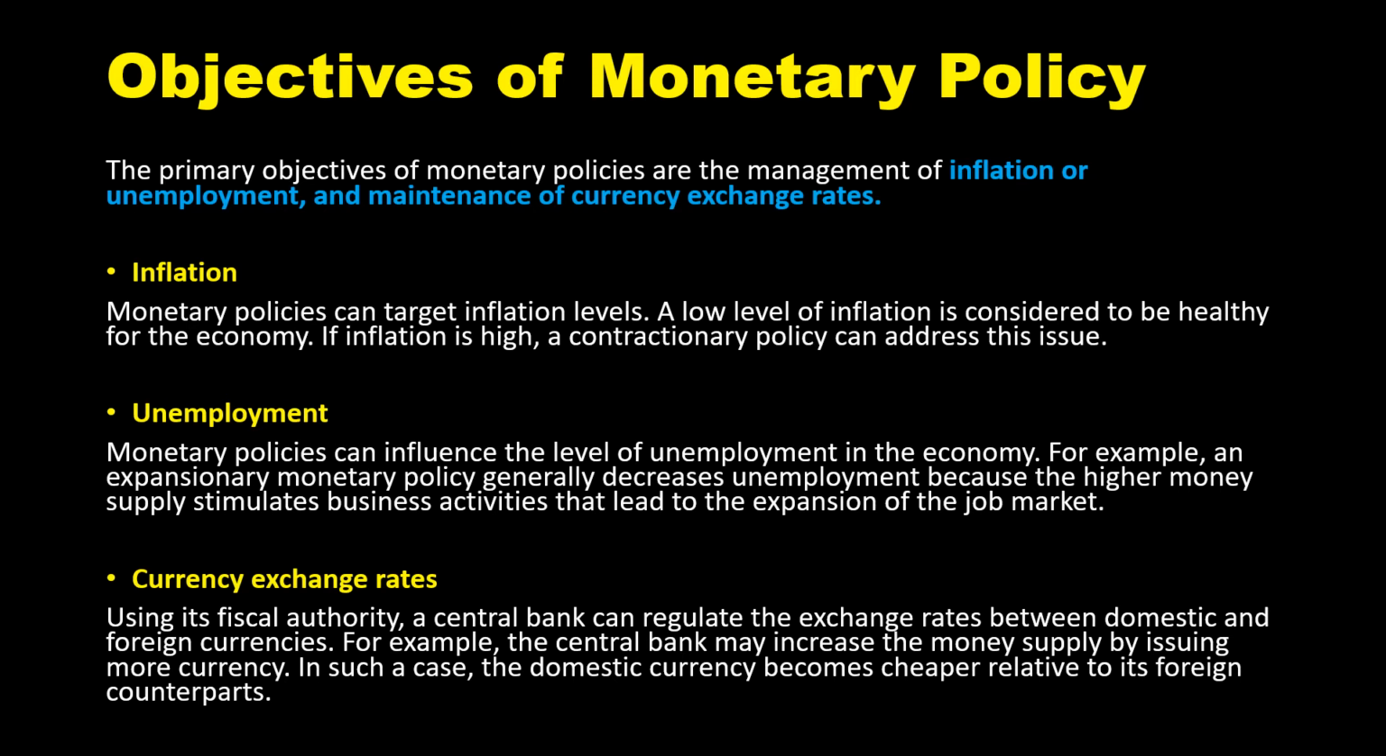And unemployment, how can they control unemployment? Same thing. Unemployment occurs when there are no capital investments. So they will inject some money into the economy. In that case, there will be more business activities, which leads to the expansion of the job markets and creates more job opportunities. When people get more jobs, they get income and salaries. That leads to stability in the economy and increases the standard of living. That is how we can control unemployment.